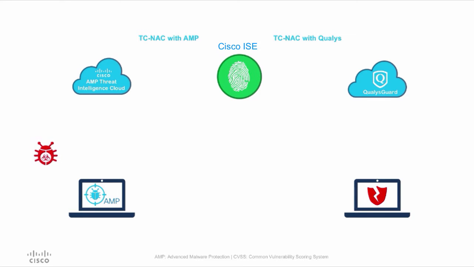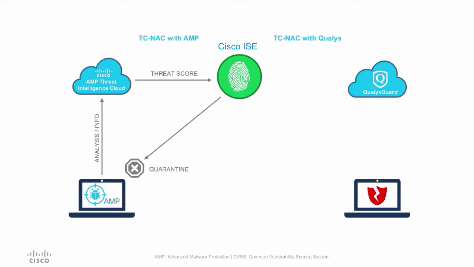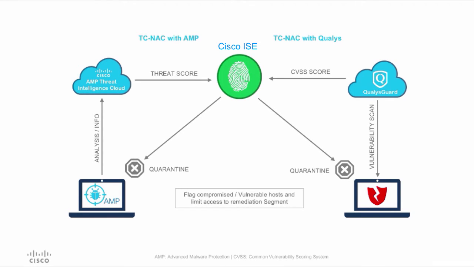When a host in the network downloads malicious content, the AMP on the endpoint mitigates known threats. And while it leverages the cloud system for day zero attacks, ISE can learn the threat score and segment the infected host from the rest of the network for security. Similarly, the endpoints can be subject to vulnerability assessment from Qualys ScanGuard, and the common vulnerability score returned to ISE can be used for network access policy, thereby containing the threats and protecting your network.